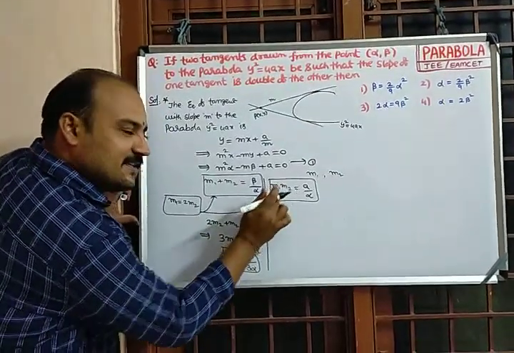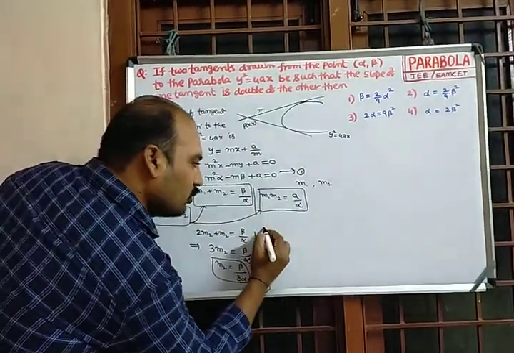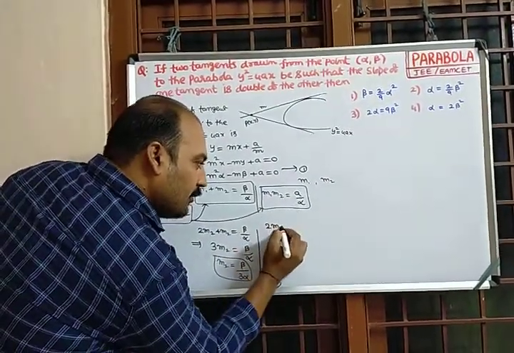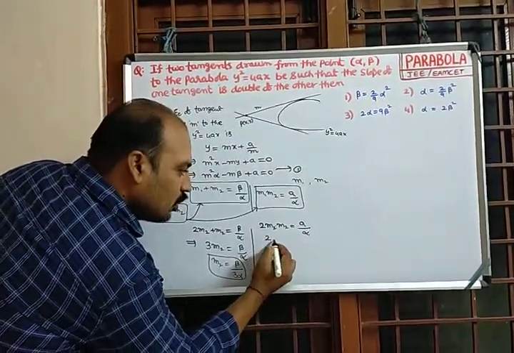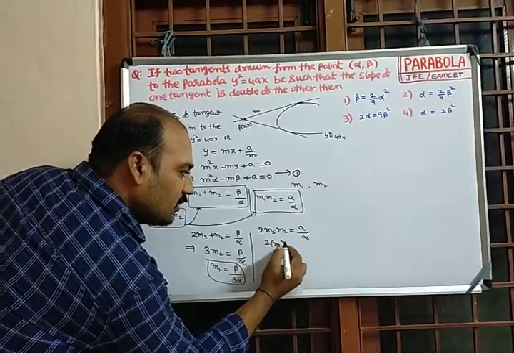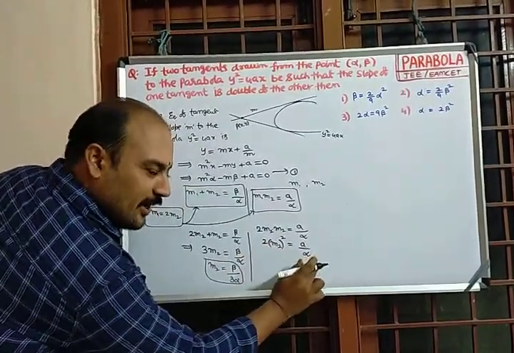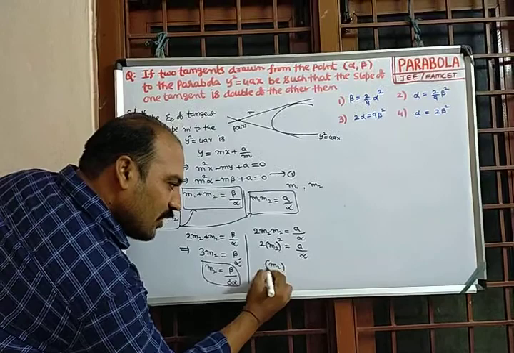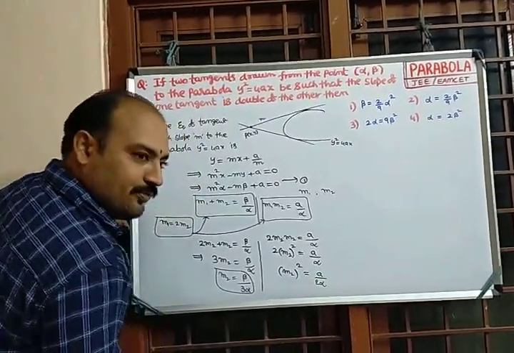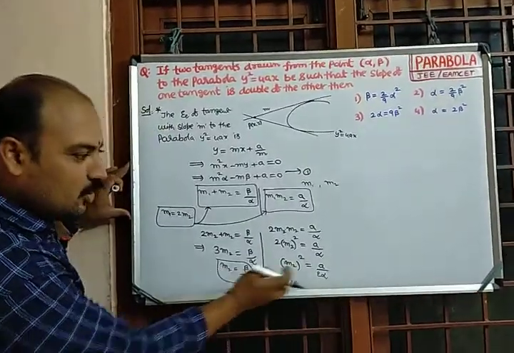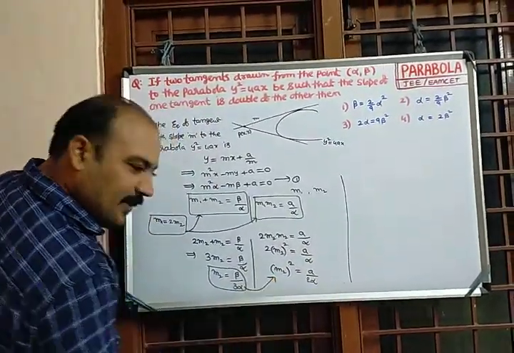Now come to the relation m1 into m2. The m1 value is 2m2, so 2m2 into m2 is equal to a by alpha. 2m2 square is equal to a by alpha. So the 2 we can take to this side: m2 square is equal to a by alpha into 2. In place of m2, you have to replace this value.